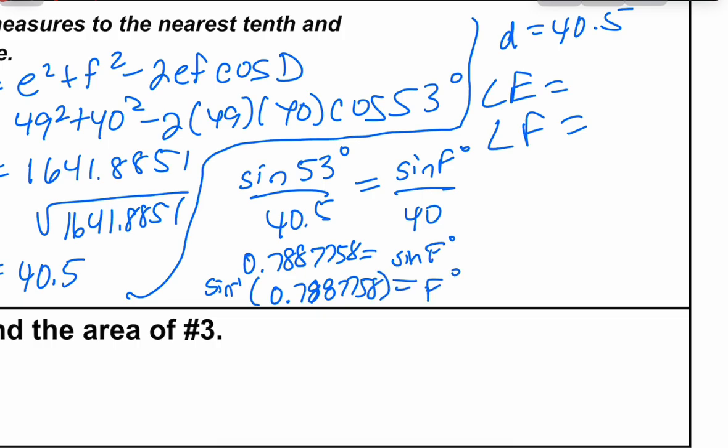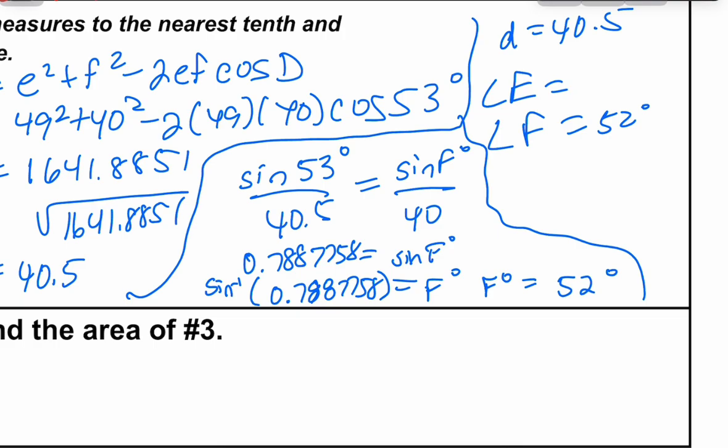And that is going to be what f is. So the inverse sine: you have to hit second sine of that decimal 0.788 answer. And we get, oh, guess what? My conclusion is correct. It's 52 degrees. So that's great.